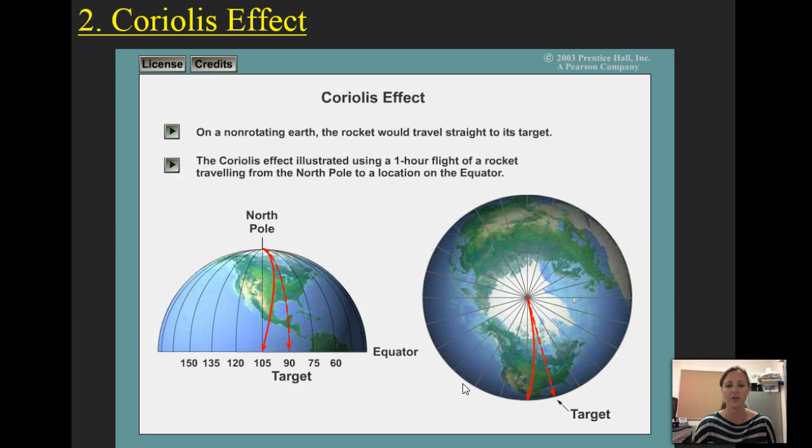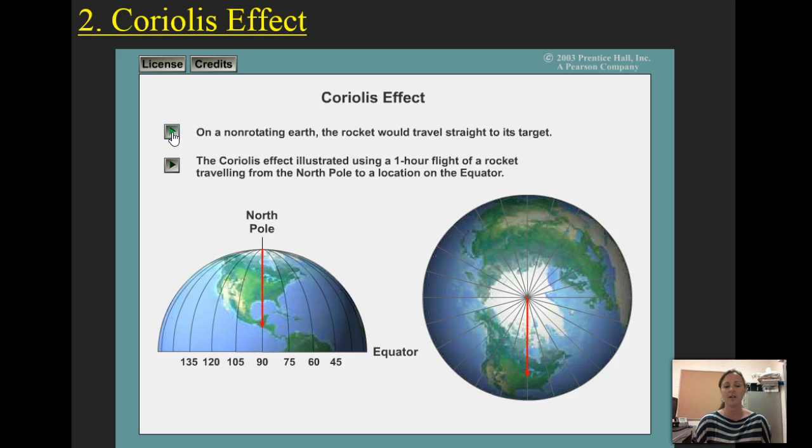Another way we know that the Earth is rotating is due to the Coriolis effect. And the Coriolis effect we've spoken about briefly when we talked about planetary winds. Now, on a non-rotating Earth, if the Earth was not rotating, a rocket traveling straight would go straight. It would hit its target. So it would just appear to be moving straight. However, in life, this is not what happens because the Earth is rotating.